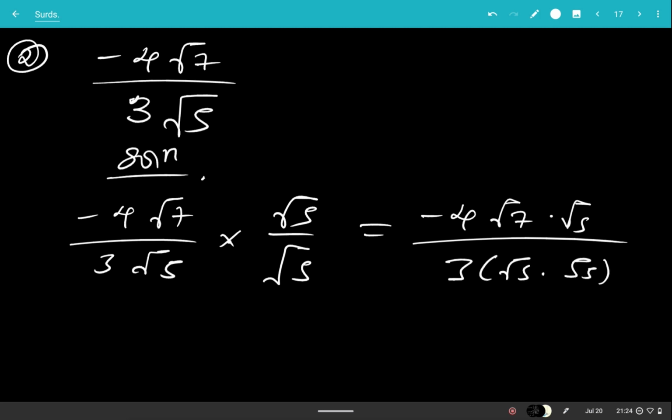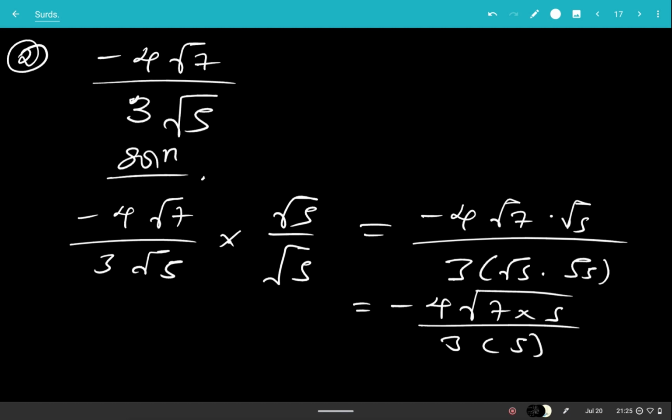Now applying this basic knowledge that we learned about surds, we can say that we have minus 4. Now remember, this would be the root of 7 times what? 5 over 3 times what? 5, because root 5 times root 5 is basically 5. I hope we're on the same page. Now, with that in mind, we can just simply say, okay, what is 7 times 5? 7 times 5 will give you 35. So you will get minus 4 root of 35 over 3 times 5, which is what?